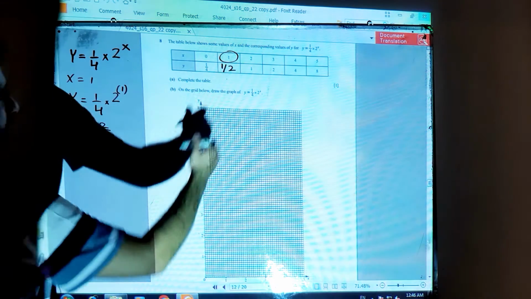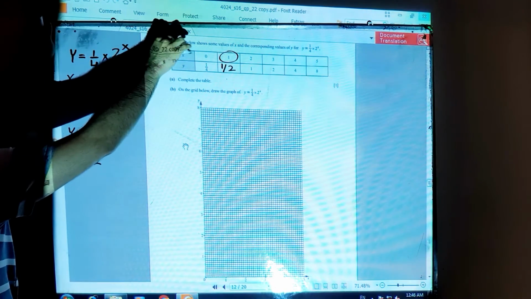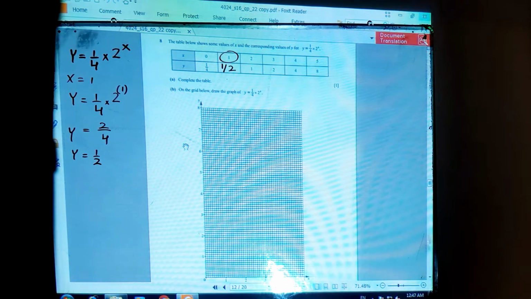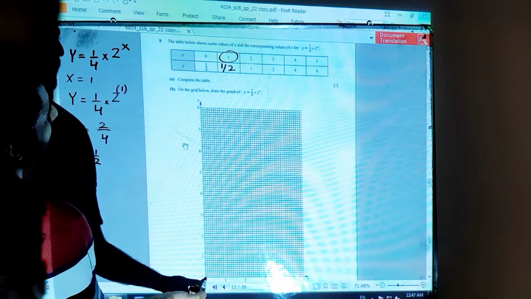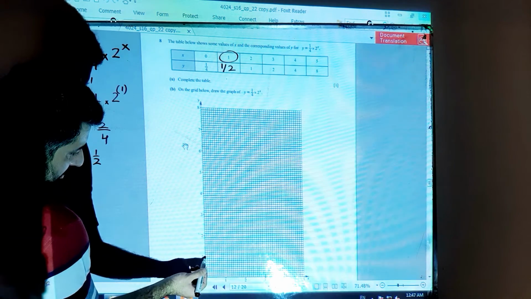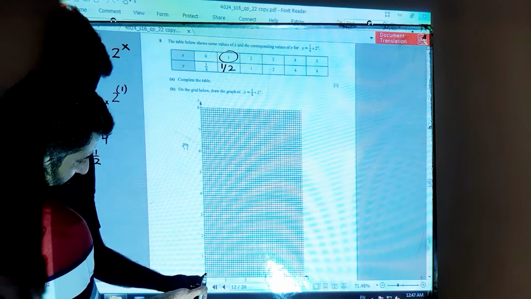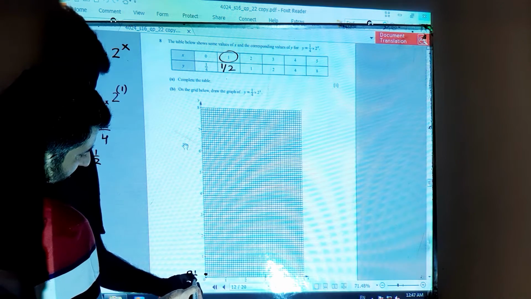Part B says, on the grid below draw the graph of y is equal to 1 over 4 into 2 power x. We are going to draw these coordinates on the graph. When x is 0, y is 1 by 4. I need to use the scale over here. We have been given 10 graduations here, this is 1, 2, 2.5. This is your first point, when x is 0, y is 1 by 4.